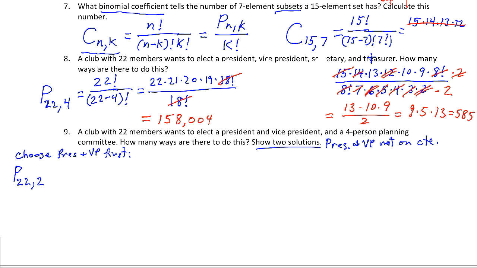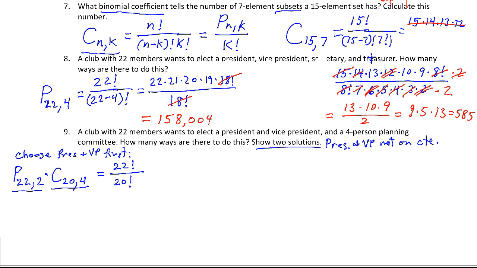For every one of those ways, though, we can choose our 4-person committee this way. So I'm going to multiply these 2 numbers. This is the product principle. There's this many ways of doing the first step and this many ways of doing the second step. Now, because the president and the vice president are not on the committee, I've only got 20 members left to choose my committee from. So I'm going to choose 4 from 20. Okay? And this comes out to be 22 factorial all over 20 factorial.